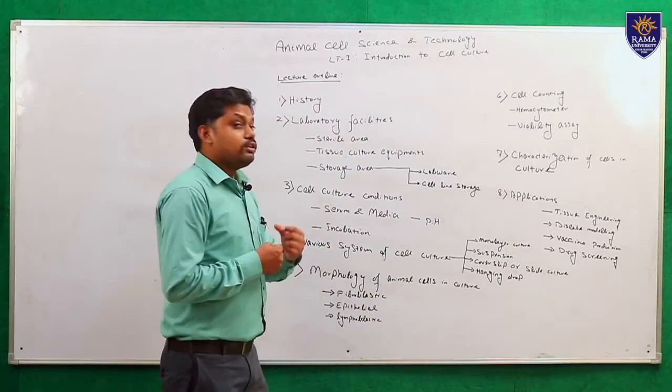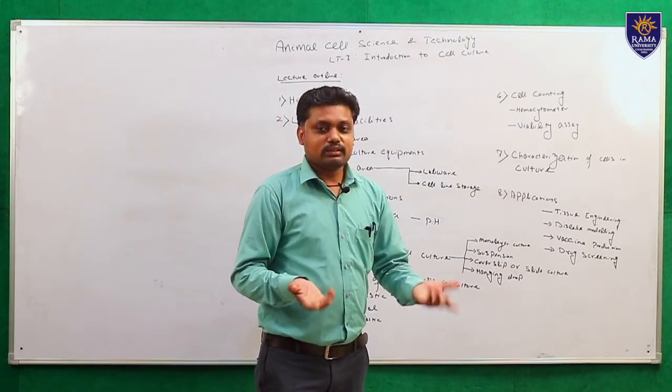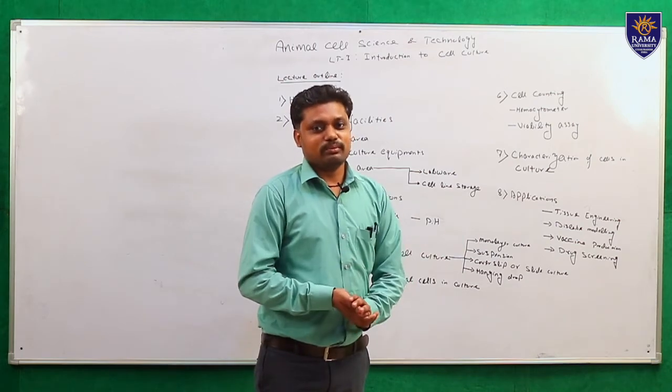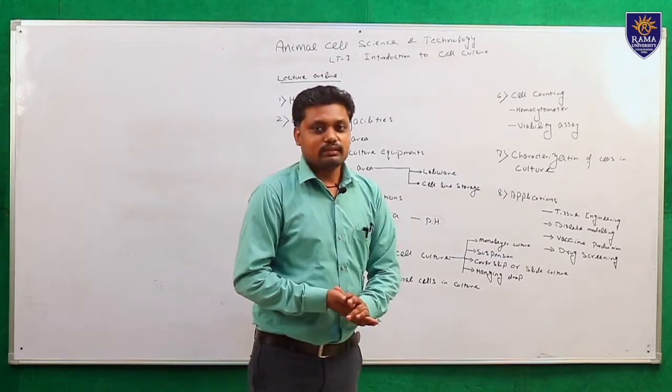Third is the incubation. We are growing animal cells, so the body temperature, our body temperature, is 37 degrees centigrade. So incubation temperature will always be 37 degrees centigrade, whether you are growing animal cells or human cells.